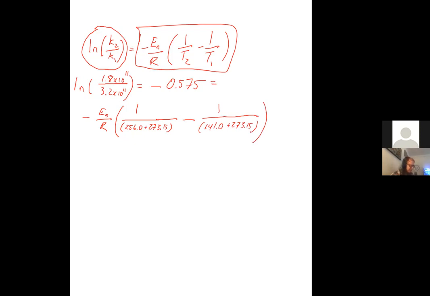Now you be careful about that, right? Okay, so 256 plus 273.15 equals 1 over x. So you get equals minus E sub A over R times 1.889, I'm sorry, 890.